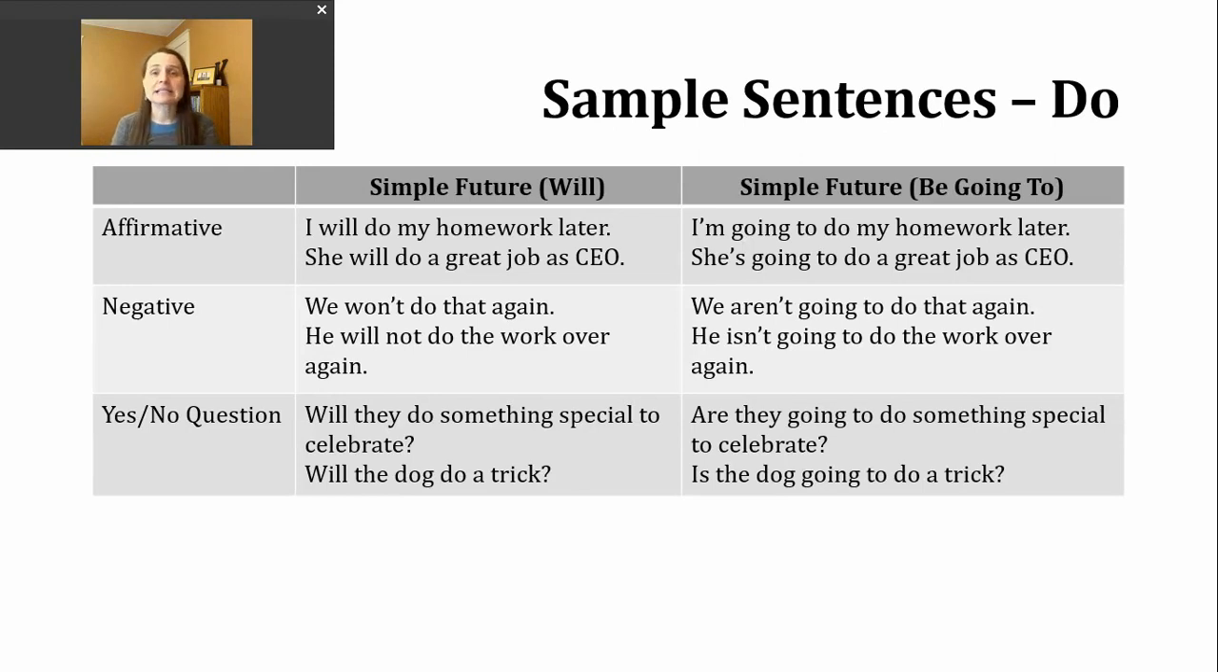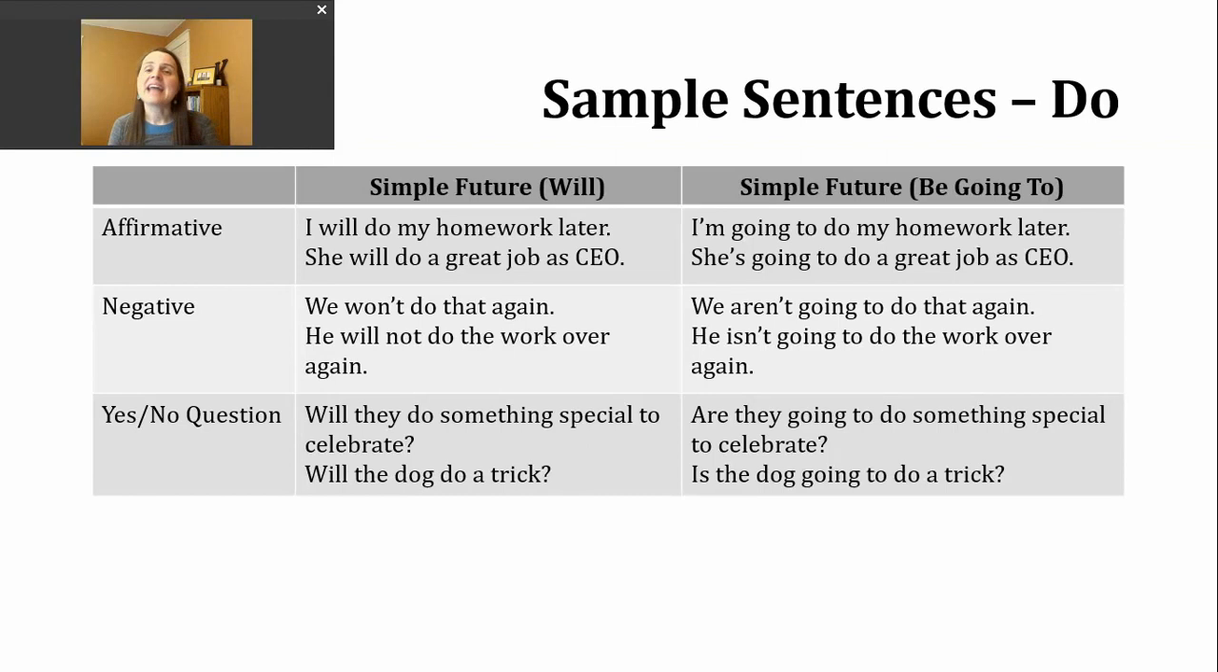Another negative example, he will not do the work over again. Okay? He isn't going to do the work over again. Based on the circumstances or the situation, this could be a fact, it could be a prediction. So again, our two sentences here really have the same meaning.